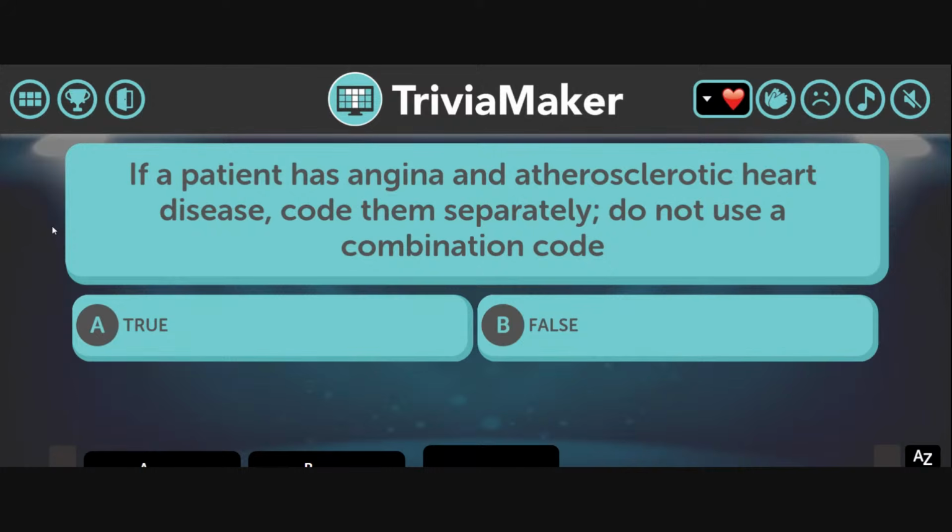Okay. If a patient has angina and atherosclerotic heart disease, code them separately. Do not use a combination code. All right. So this is kind of a sequencing. If someone has angina and the heart disease, are we coding them separately? What do you guys think? Let me know.